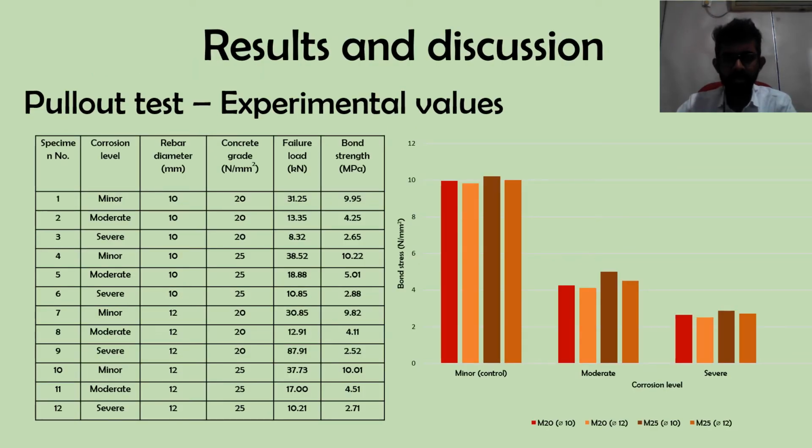Results and discussion. Starting with the experimental values of the pull-out test, it can be seen from the graph that the bond stress relevant to the moderate corrosion levels is reduced to about 55% and severe corrosion levels are reduced to about 70% when compared to the no corrosion stage. But the reduction of bond strength is less for the specimens with grade 25 concrete compared to grade 20 concrete.